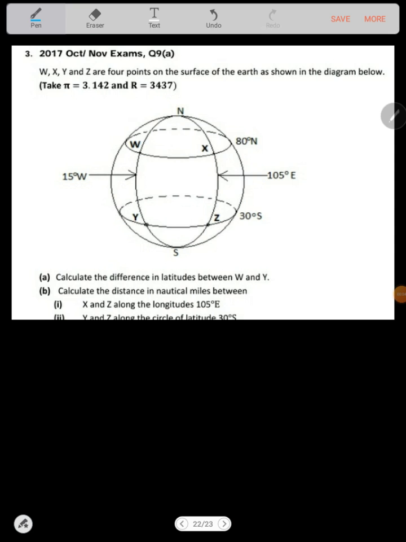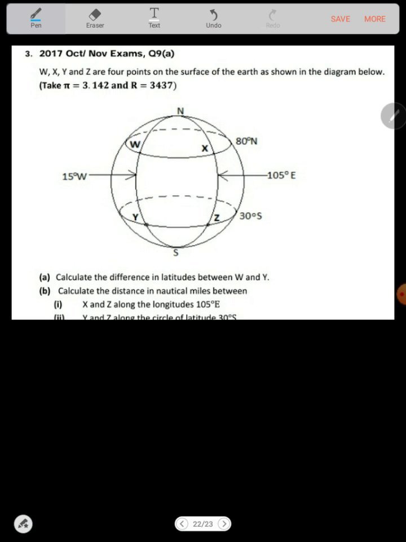Welcome to this video. I'm Peter, the tutor, and this video will be looking at earth geometry, some questions which I've picked from past papers. First question says, W, X, Y, and Z are 4 points on the surface of the earth as shown in the diagram below. So you have W, X, Y, Z.